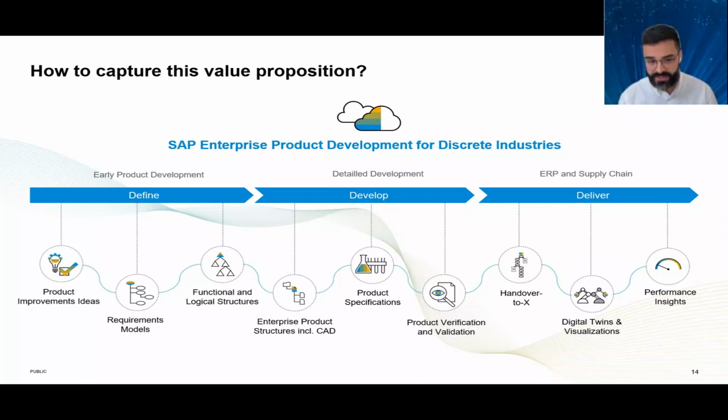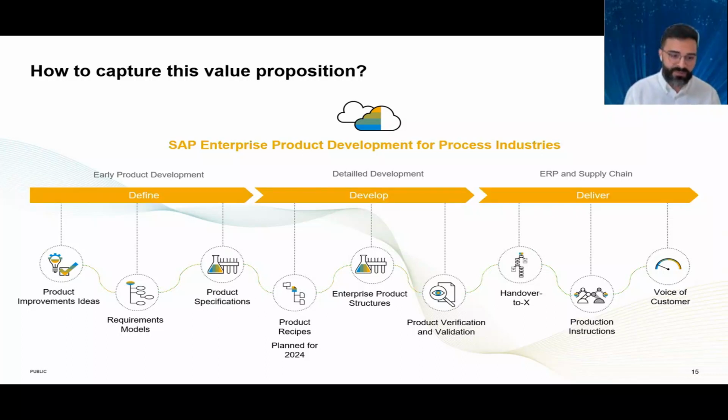That's for the discrete industries. For our customers in process industries, same story. Our key goal with APD is to be the foundation of a digital thread for process industries. So this means that we will also leverage the product innovation management to collect product improvement ideas. We have our requirements modeling capability. With the new specification management, you will be able to manage specifications, right? Also with your supplier net.